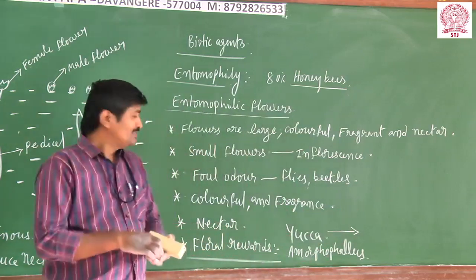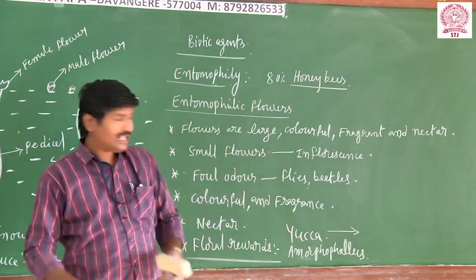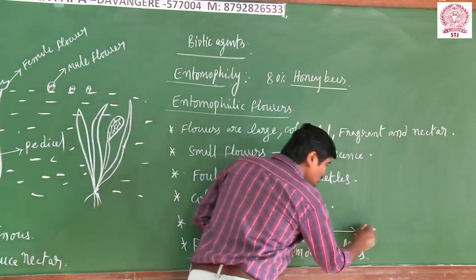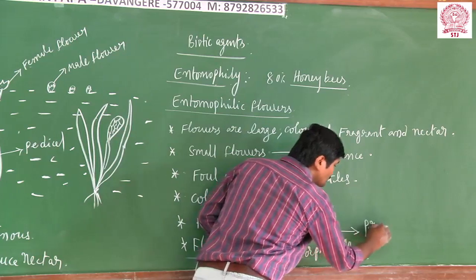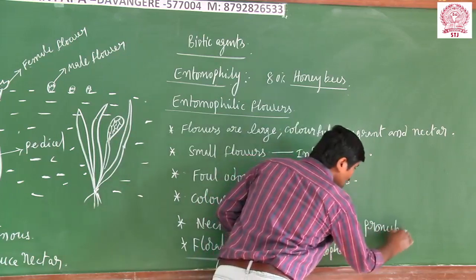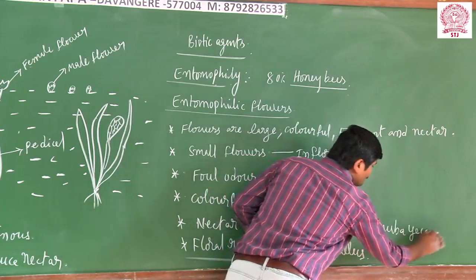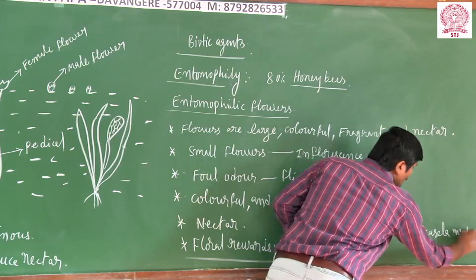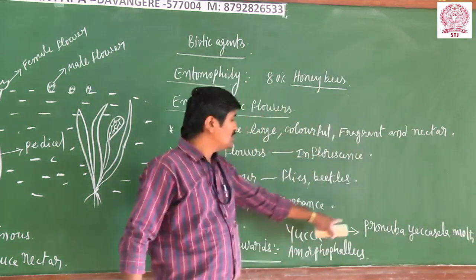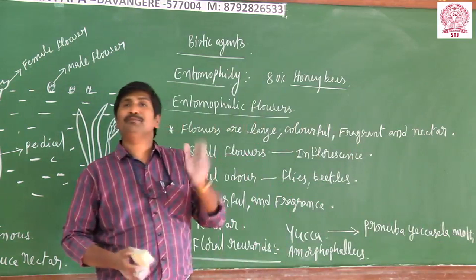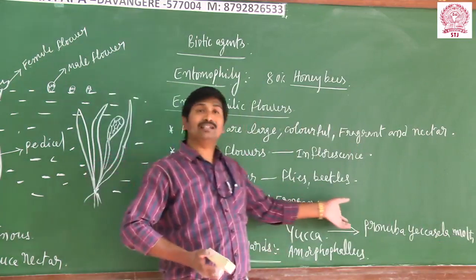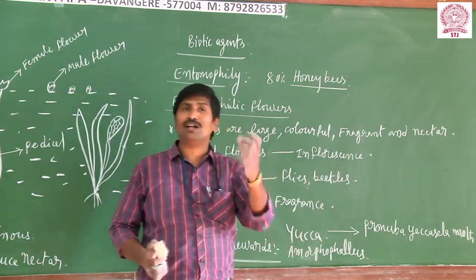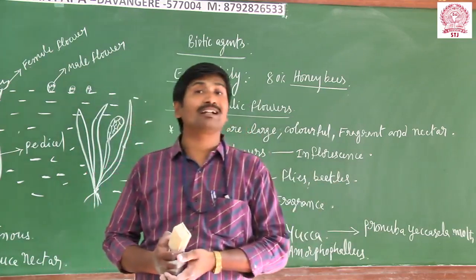Here in yucca, this is symbiotic pollination. This plant depends on one moth, known as Pronuba yuccasella. It is symbiotic pollination. Both life cycles depend on each other. If one is absent, the life cycle cannot be completed.